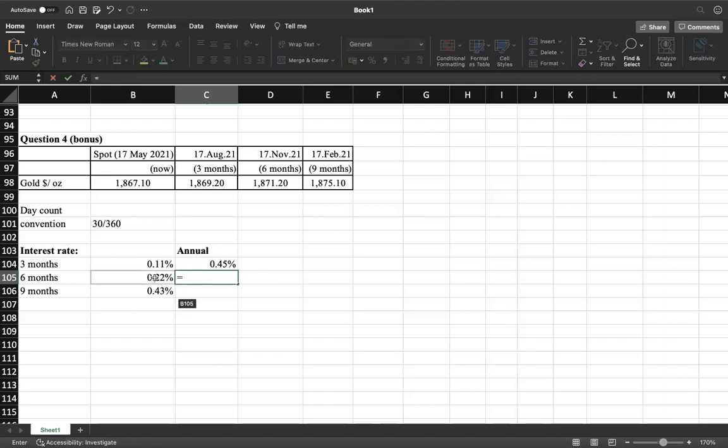For 6 months. We know that 6 months is half of a year, so therefore its interest rate should be half of the annual interest rate. Multiplied by 360 divided by 180.